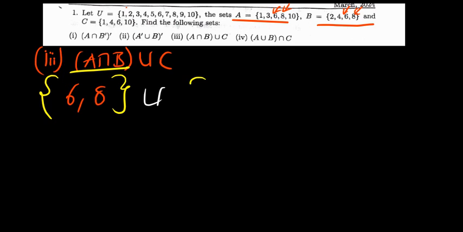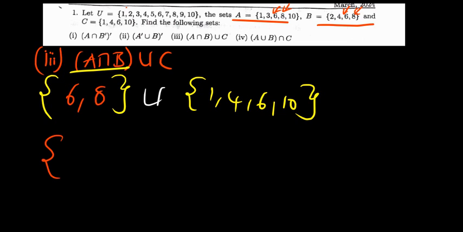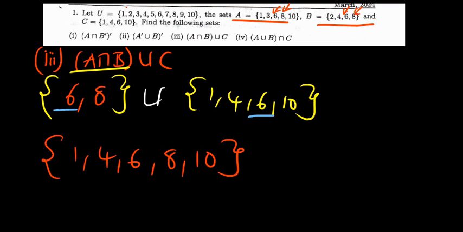Then for C, let's bring back our C. We've been given 1, 4, 6, and 10. So we're trying to find the union. You've been dealing with the union from primary school. Union implies you combine the two sets. So let's combine them: 1, 4, 6, then 8 and 10. If you've got a common element, in this case 6, you only write it once. So we are done with the third one. Are we good?